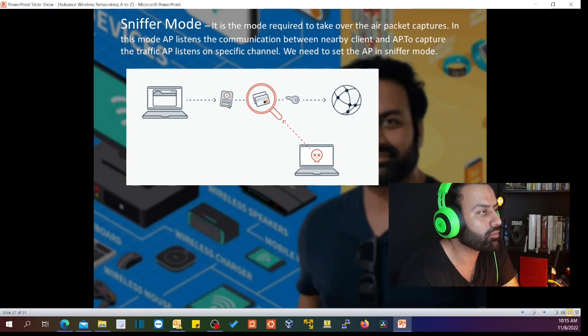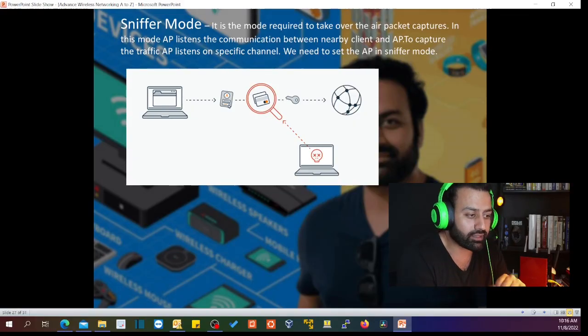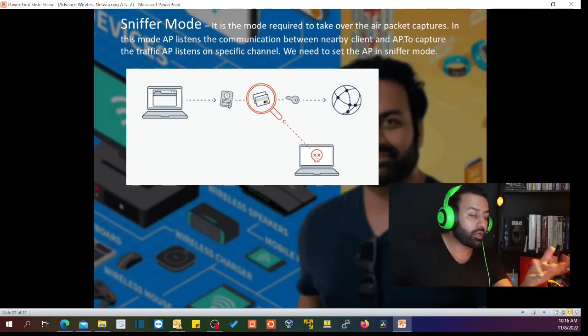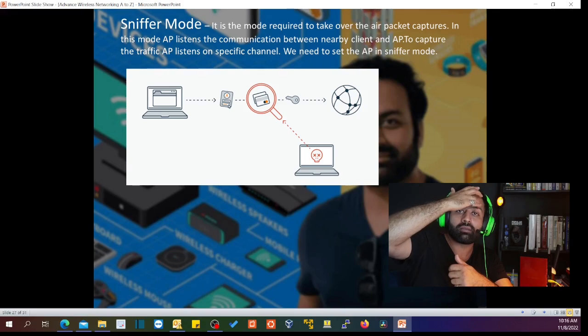All right, so this is the sniffer mode as well. It is the mode required to take over the packet capture. So what is the sniffer mode? This is the hacker mode. This is what the hacker does. So here's the thing, if any one of you is familiar with Kali Linux, that's beautiful. If you're not, you don't have to be, because Kali Linux is an operating system like Windows, like Ubuntu, like CentOS, like macOS, like Chrome OS.